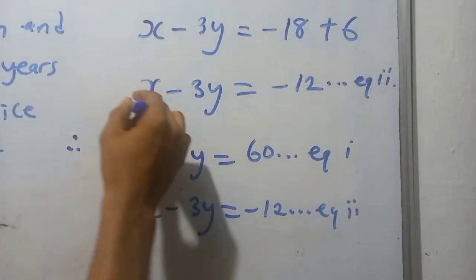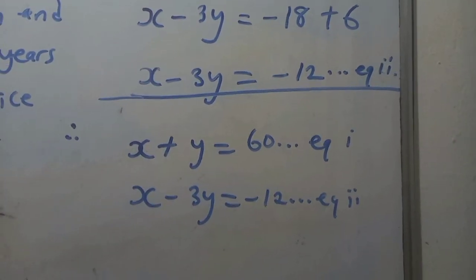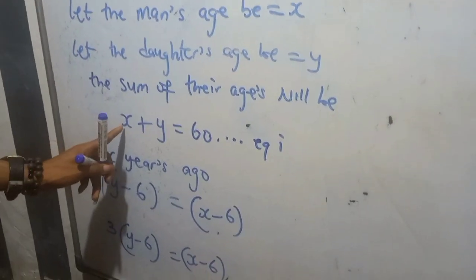Okay, that is it. Don't be confused. I just rearranged them together. That's the equation: x plus y equals 60. We know how we derived it here. We know what happened here. This is it. We derived it from here.